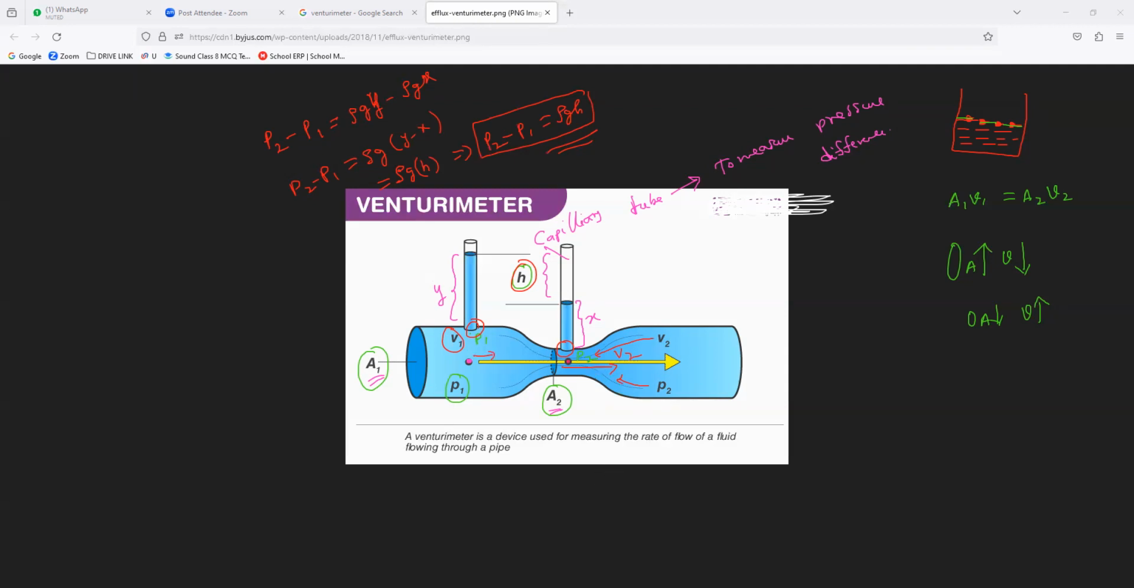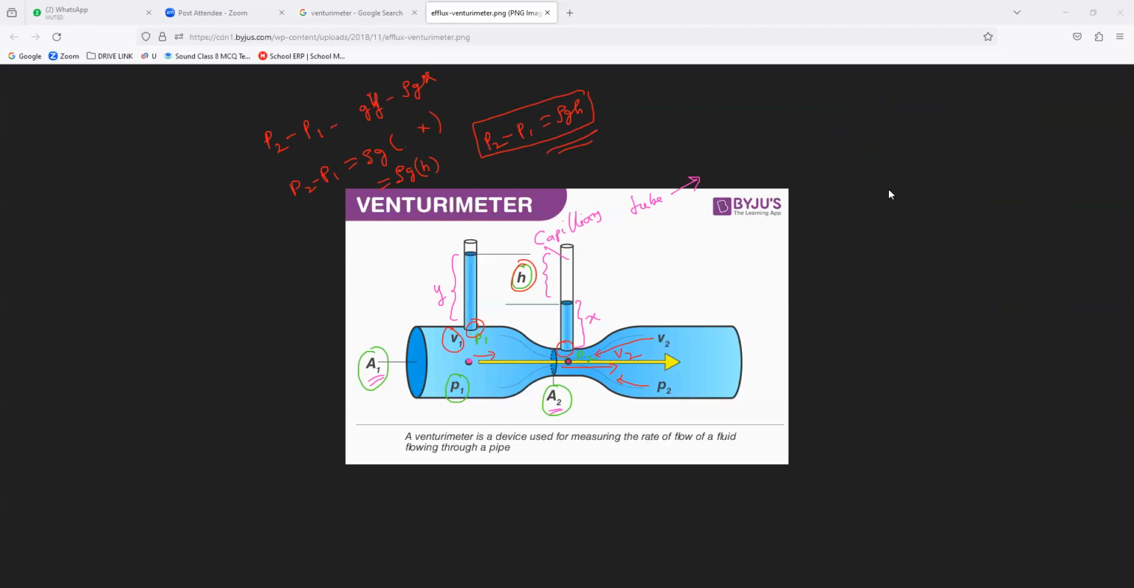Anybody can tell? All of you. Bernoulli's equation, please. Bernoulli's equation, don't know? Such a condition you people are. I want Bernoulli's equation. Yes, please.